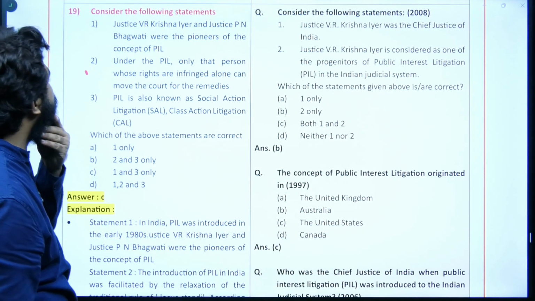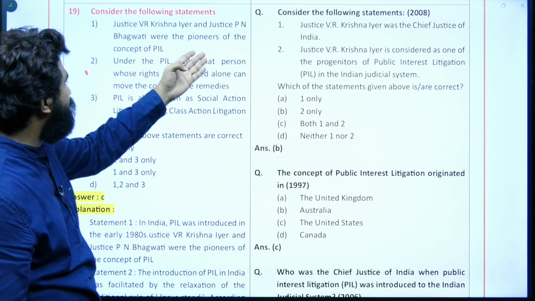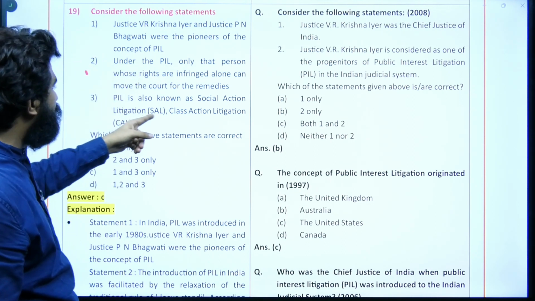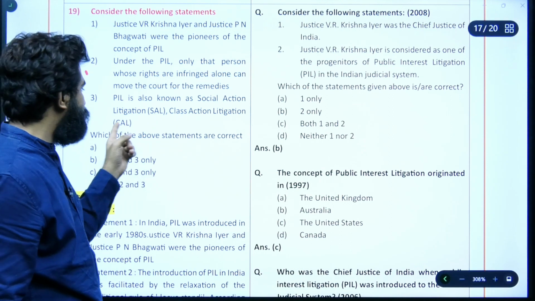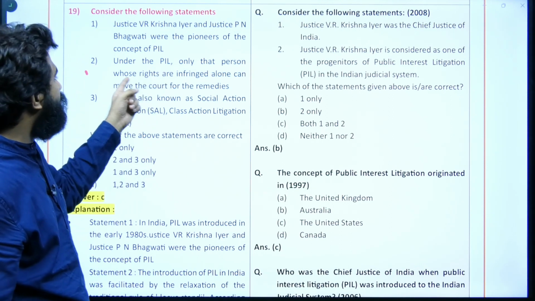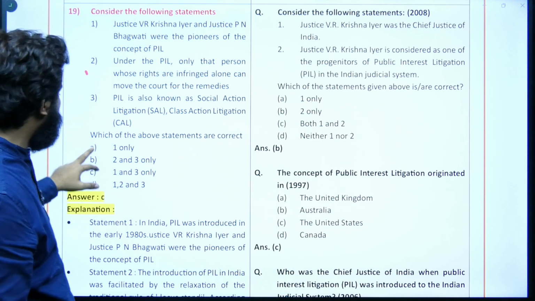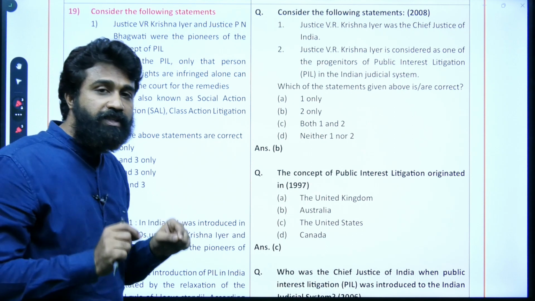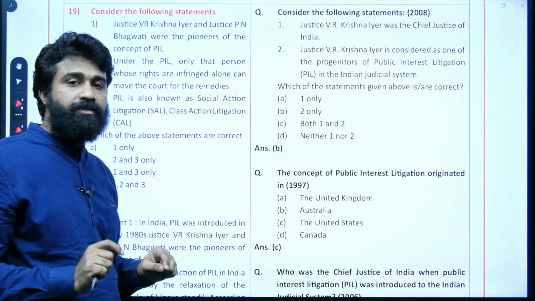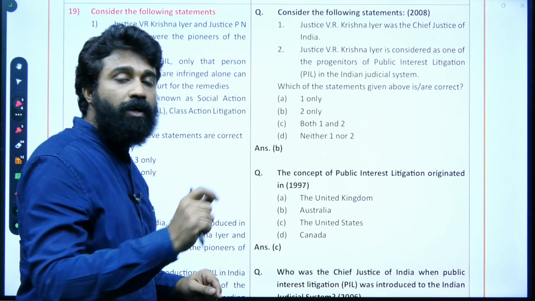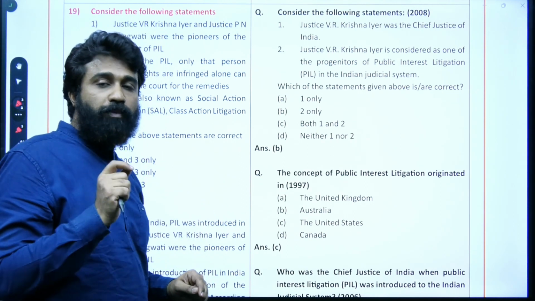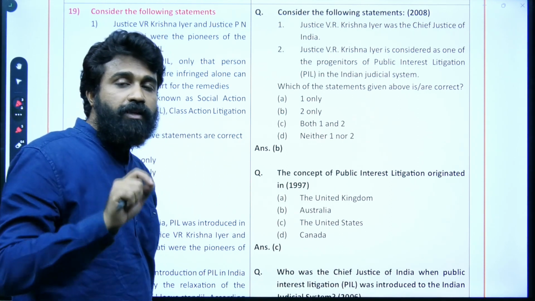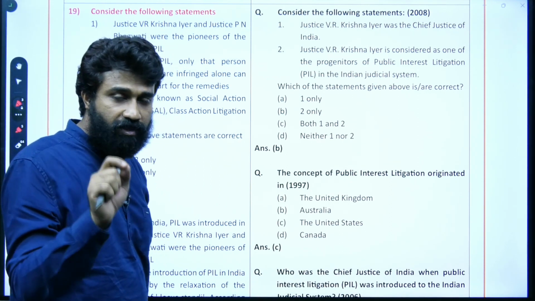Consider the following statements. Justice V. R. Krishna Iyer and P. N. Bhagwati were the pioneers of the concept of public interest litigation, which is actually social action litigation and class action litigation. Not only the persons whose rights are infringed can approach the court, but also persons whose rights are not infringed can approach the courts. They can go on behalf of the vulnerable or weaker sections of the society.